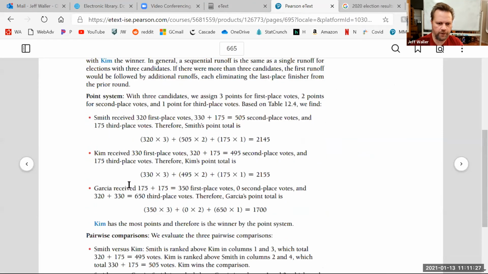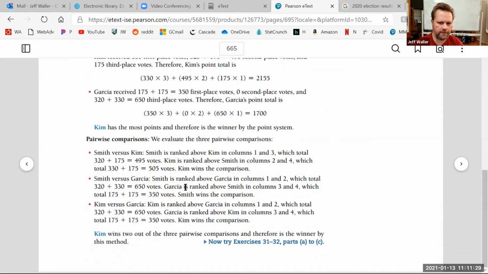So if we do it with pairwise comparisons, do you see how this first thing is what we just did? Smith versus Kim, 495, 505. And then you do the same thing with Smith and Garcia. So Kim won against Smith. Smith wins against Garcia, but Kim wins against Garcia. So Kim won twice, so Kim would win the whole thing. So that's pairwise. That's what you just did right now on the board, right?